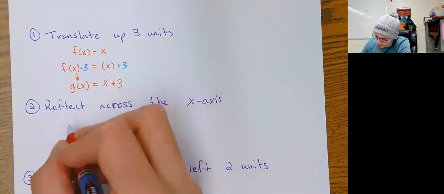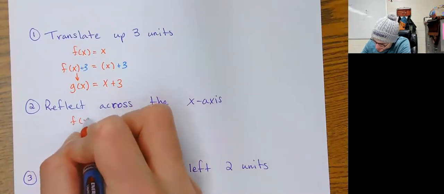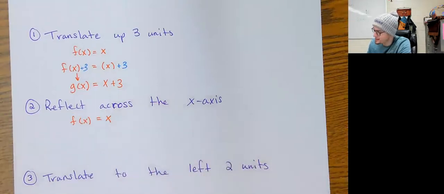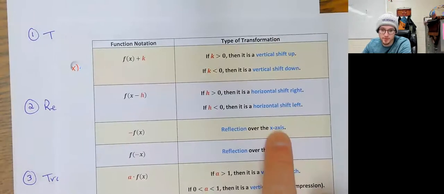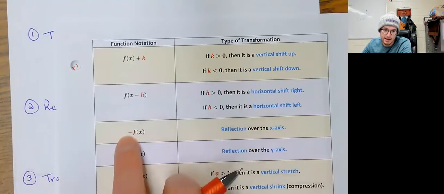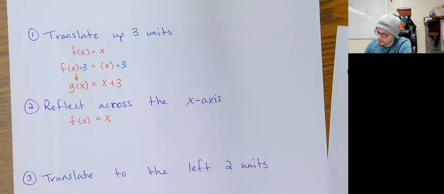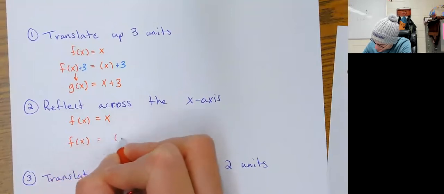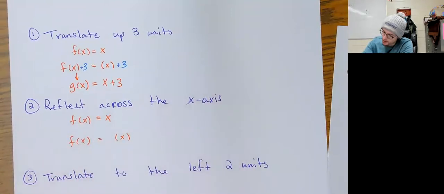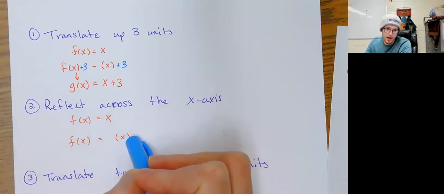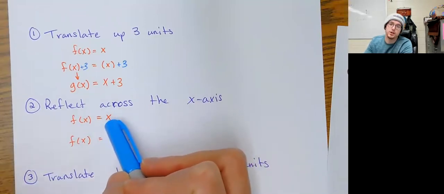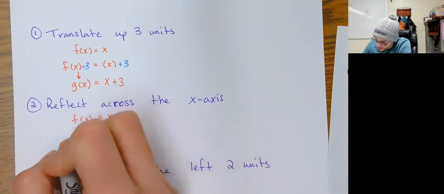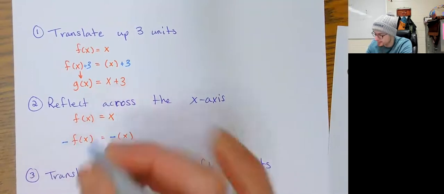Again, you start with f of x for all of these problems. Now I'm going to do an x-axis reflection. An x-axis reflection is to multiply the entire function by a negative. So f of x equals parentheses around the x. Again, just a good habit. It just so happens that my whole function in this case is x, but I'm going to put parentheses around the entire function, multiplied by a negative.